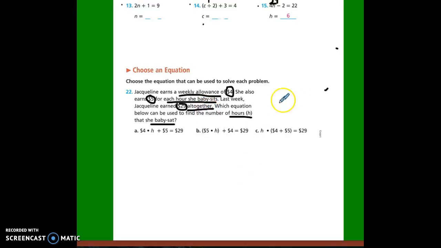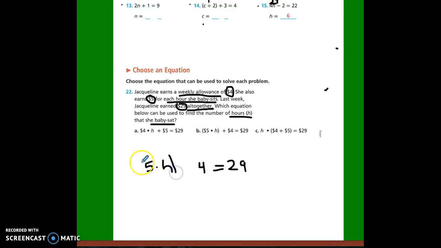Okay, so first off, we know that last week she earned $29 altogether. So when I go to rewrite my equation, I know that on the opposite side of the equal sign is going to be that $29 because she earned a total of $29. And I know that she got $4 allowance. Okay, now she just gets that $4 of allowance. But I also know that she earned $5 for each hour that she babysat, and they want h to be hours. So I'm going to say $5 times h for the number of hours that she did.